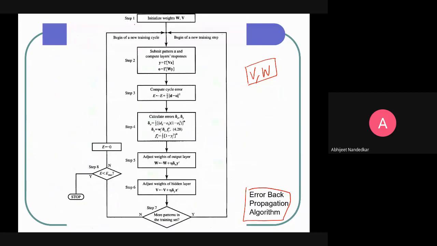So once you decide that, you then randomly assume initial weights for the W and V matrix. So this will be your first step. The second step is to compute the output of the layers.